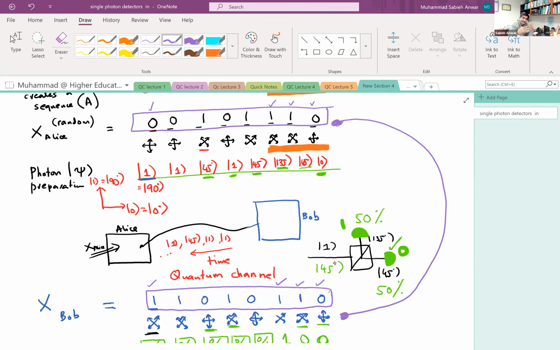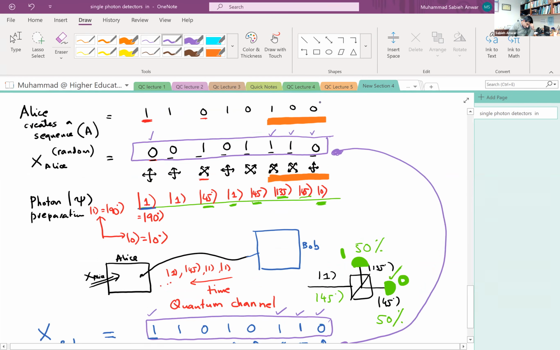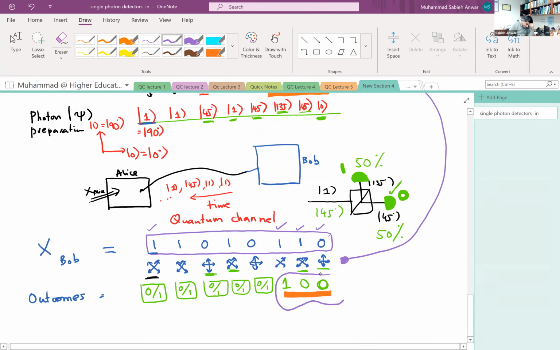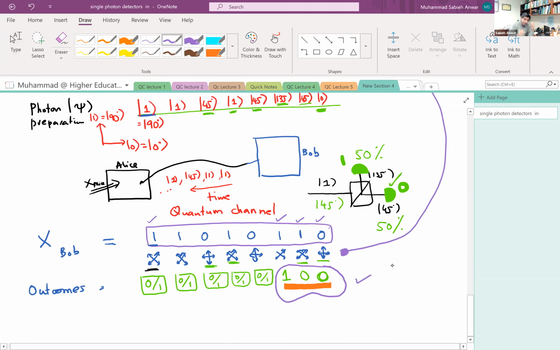All right. Their bases match. And when their bases match, they can tell that Bob receives, decodes, or retrieves the same message as Alice wanted to send in the first place. So this 100 becomes the secret key now. So this is how a key is generated.